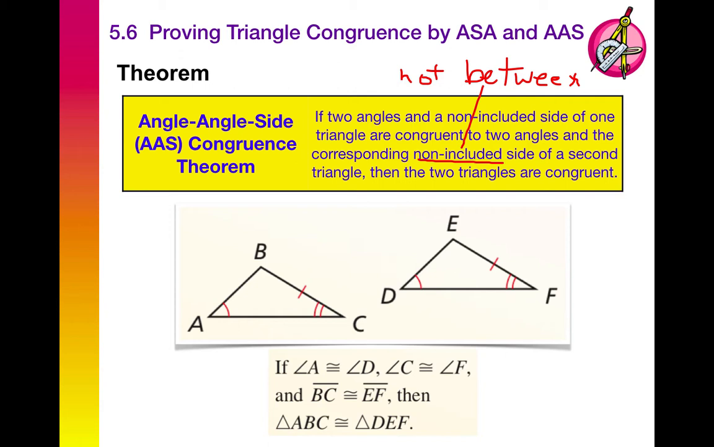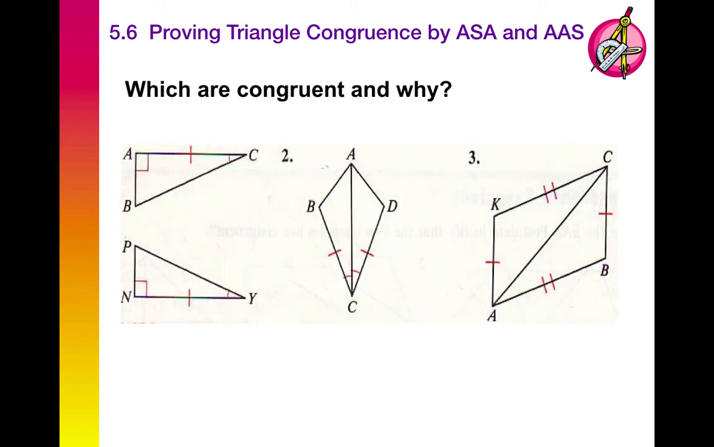Then we have two triangles being congruent. Angle, angle, side. So now we have two more tools, angle, side, angle, and angle, angle, side. Which one of these are congruent?